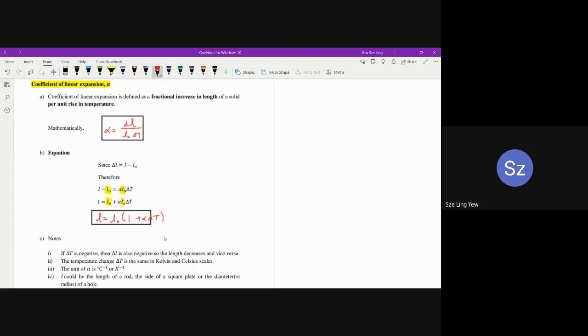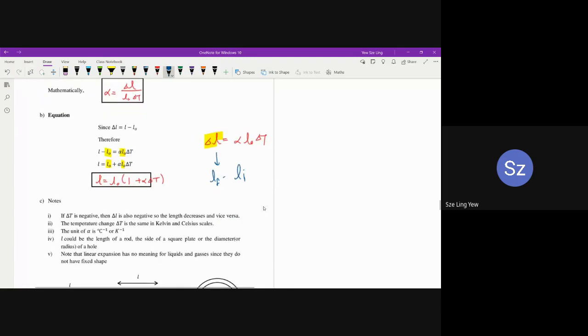But actually they are all coming from the same equation. You can also use the equation above to solve it. You can also use the equation delta L equals alpha L naught delta T to solve it. That is fine, as long as you understand what delta L means. So delta L means L final minus L initial. Alright. So semua dia actually dari equation yang sama. Okay, cuma tengok macam mana anda main dengan equation sahaja.